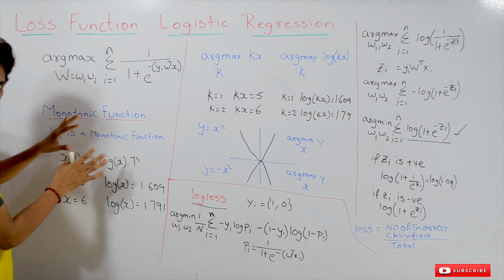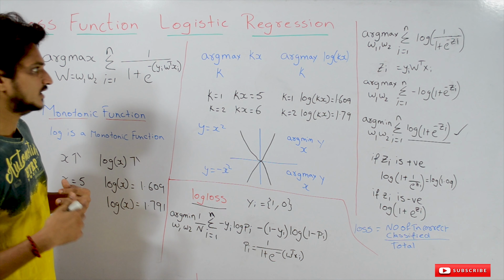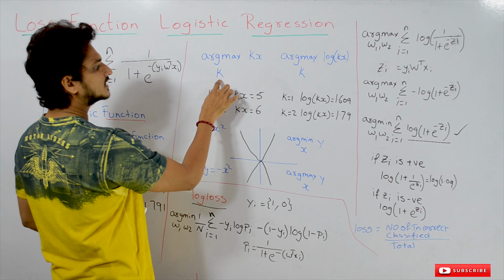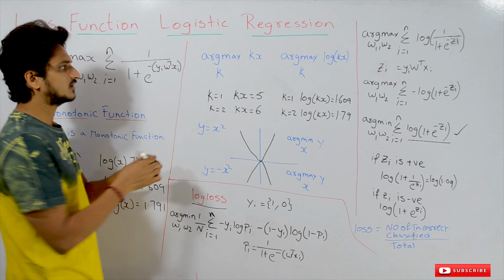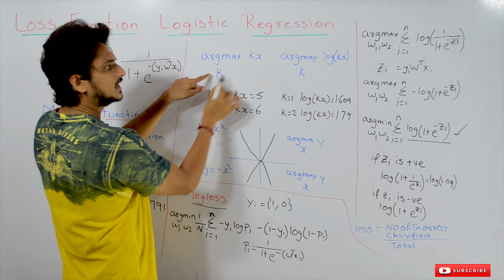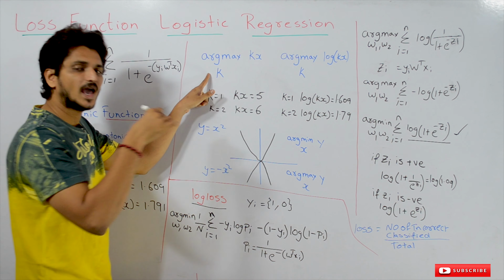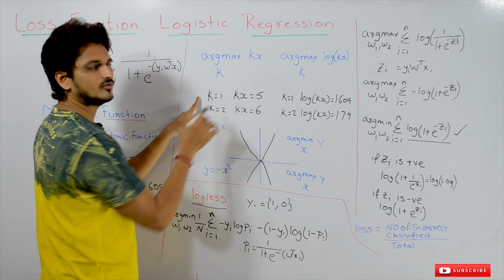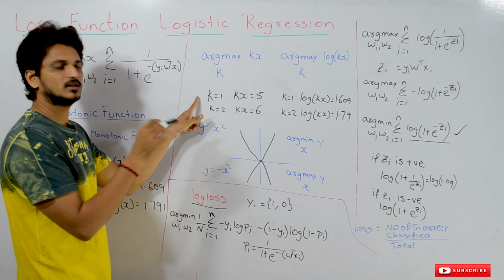So what is the use of this monotonic function in our situation? Let's take an optimization problem like this: argmax over k of kx. What does this optimization problem say? At what value of k is kx maximum? That k has to be identified. Let's take x as 5. If k is equal to 1, kx is equal to 5. And if k is equal to 2, kx is equal to 6. So which k will be identified in our optimization problem? If you solve this problem, k is equal to 2. At k equal to 2, this value is maximum.